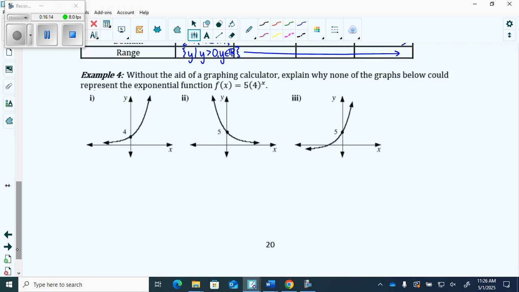And then here, without the aid of a graphing calculator, explain why none of these graphs could represent this function. Well, let's look at the b value first. The b value is what? 4. So this graph is doing what? Increasing. So that kicks this one out, because it's decreasing.